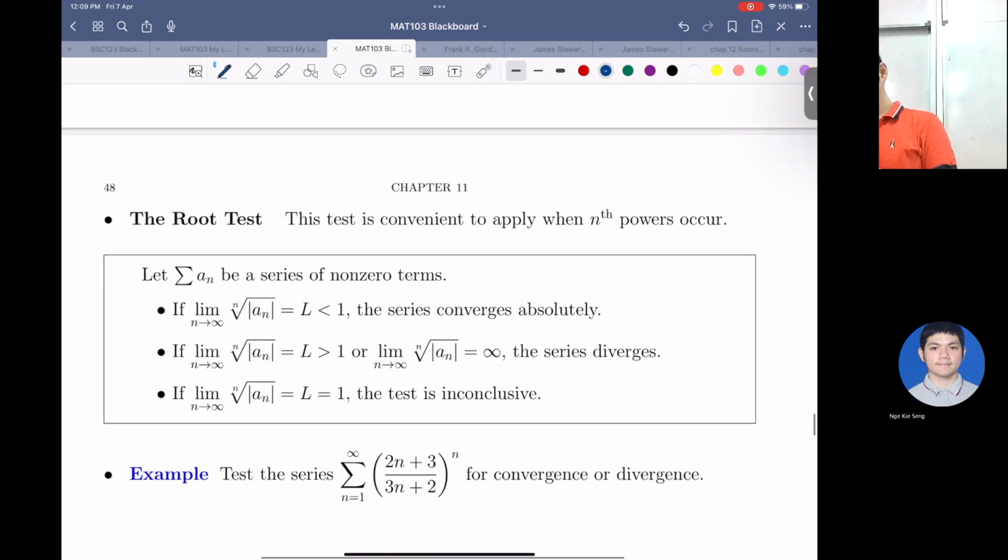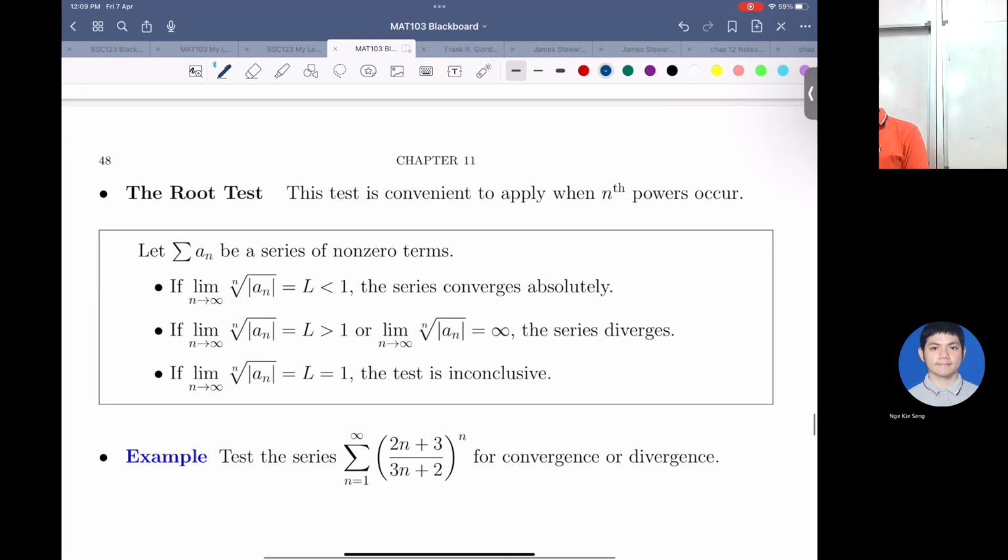So continue with the root test. Root test means you need to take roots. This is convenient when your sequence has some power n, a power n that is increasing. Let's come back to our lecture first, and then you will find your research later.